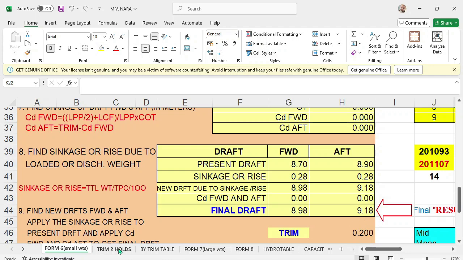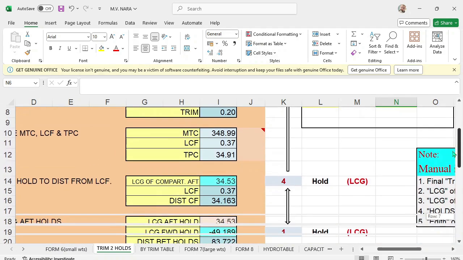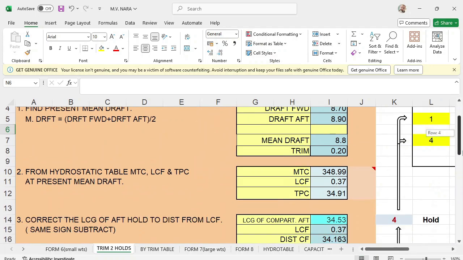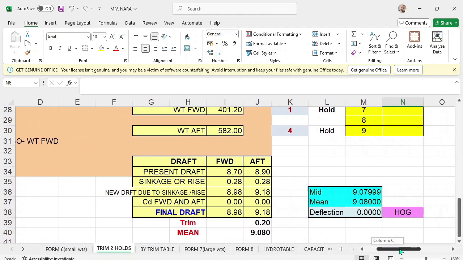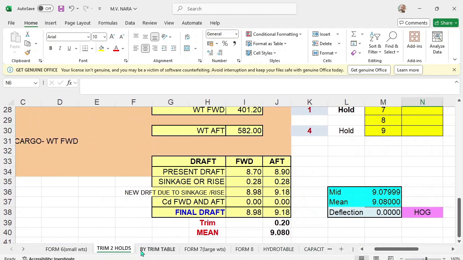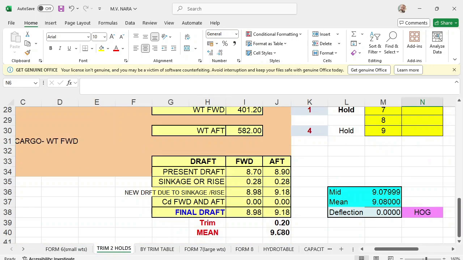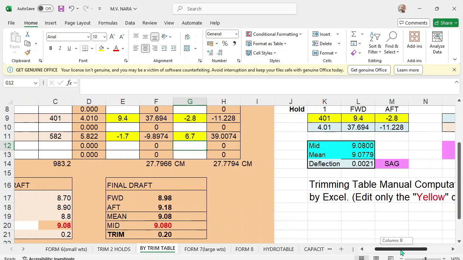The same. Trim holds 2. Our drop forward is 8.98. Our aft is 9.18. Mean is 9.08. Mid is 9.08. We got the trim here. Okay, that's now okay. Then here's another solution of your trim table.